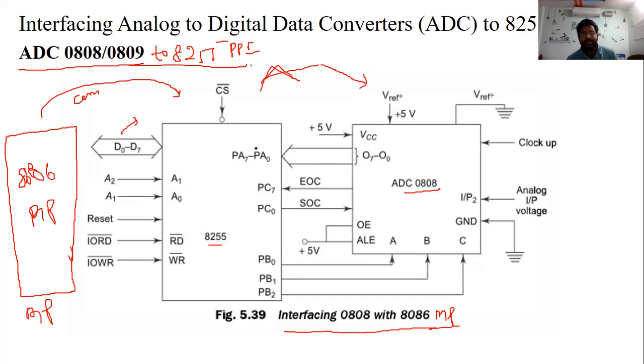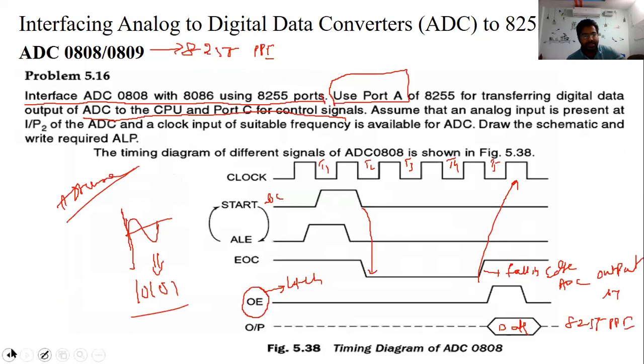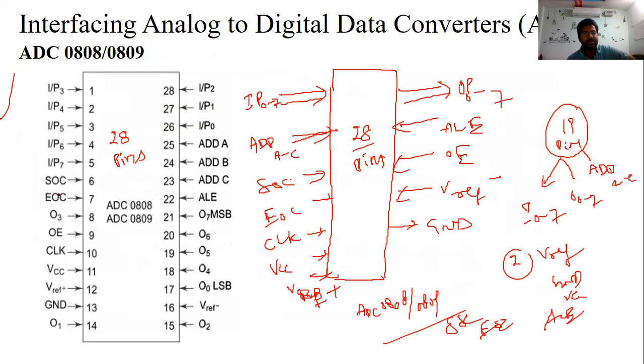Okay, so our intention is how to interface this ADC to this 8255. You know that ADC, what are some signals of that ADC? So reference V positive, V negative, and 5 volts VCC. You know what signals are available in this series, as you can see in this pin diagram.